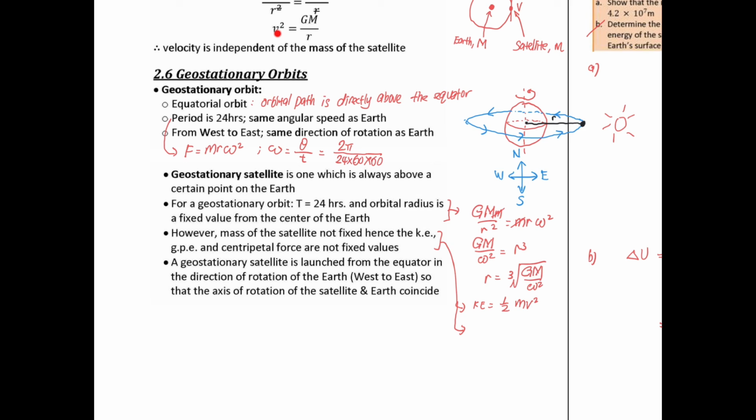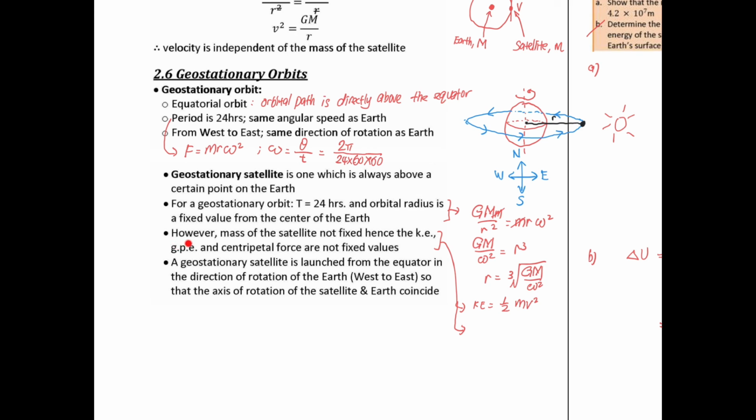So v is a fixed value. Velocity is the fixed value. But because of the m, which is not fixed, which is changing, kinetic energy is affected by the m, not affected by the v. The v is the same all the time. Okay, so that's the thing.